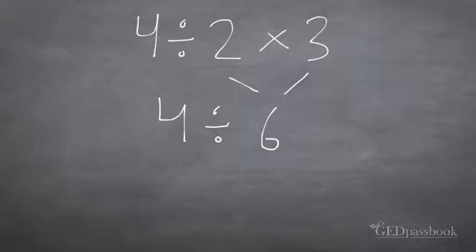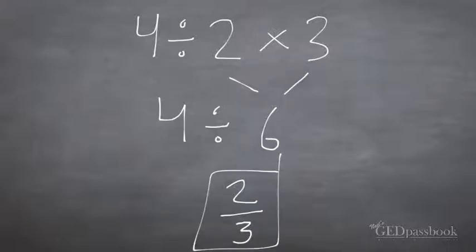Okay, where did I leave off? 4 divided by 6. What did it become? It could be a decimal or a fraction. 2 over 3, whatever the decimal is, but whatever. That's the answer if you multiply first.